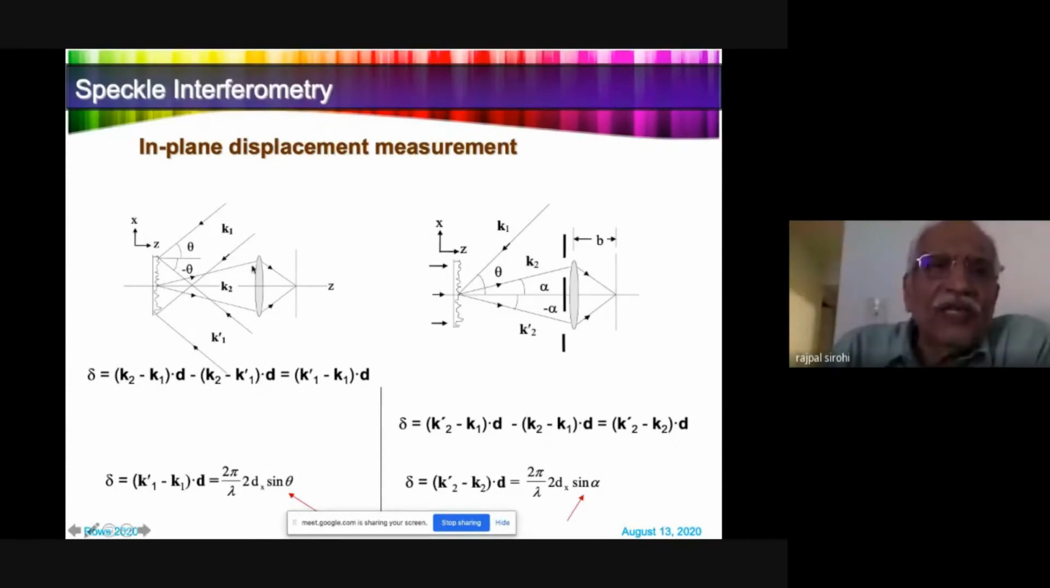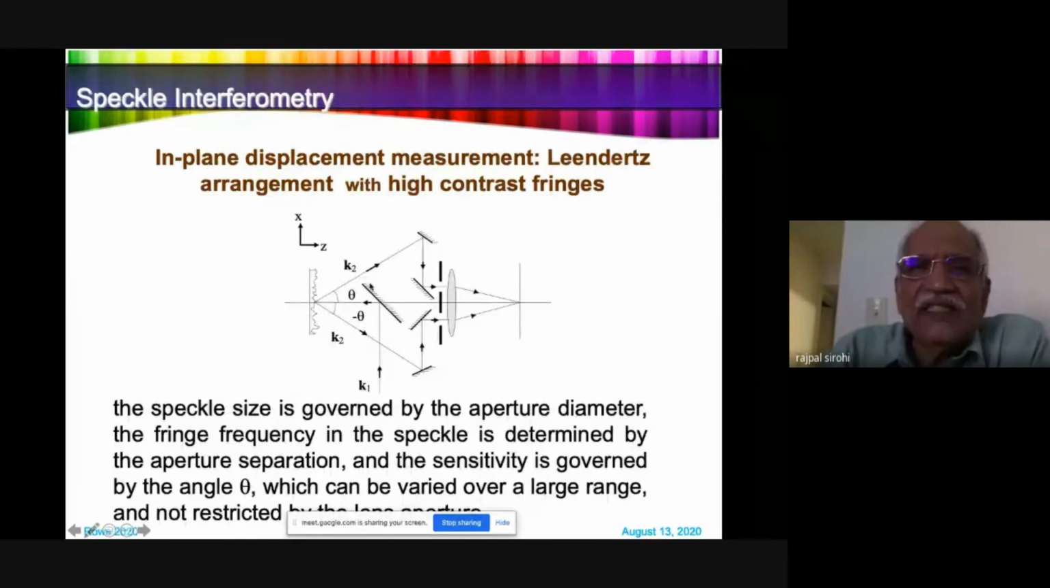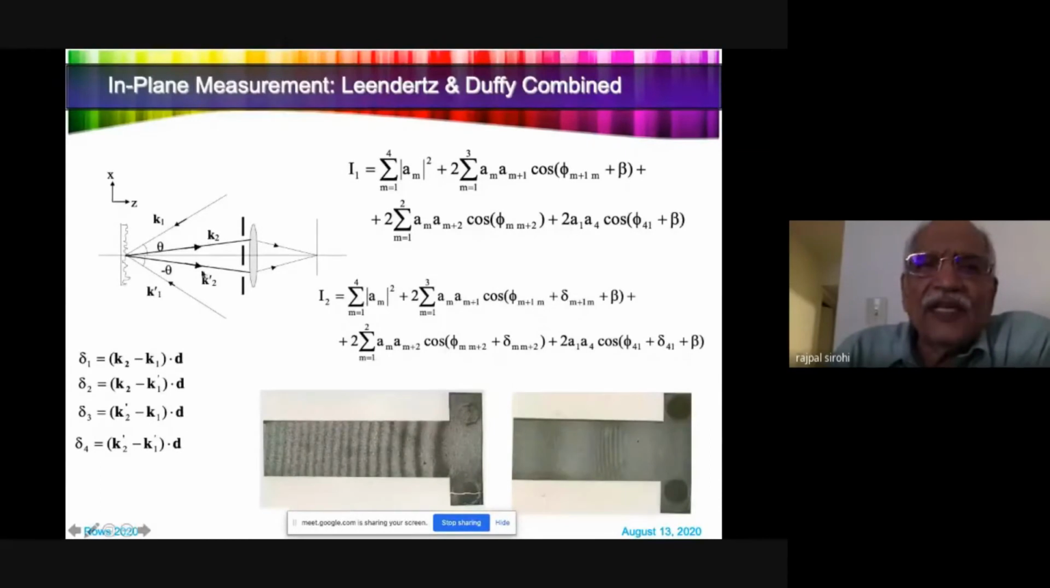This technique is known as Leendertz's method. This is known as Duffy's method. And they both can be combined. As you can see, both can be combined, and you can have a setup with a low sensitivity to a very high sensitivity. And here, this has been a little arithmetic just to show you that the low sensitivity part is the left side picture of the cantilever, which has fringes, and the right side is where we have given a large deformation, and we see fringes only where there was light in the left side picture, you know. So the fringe pattern, one can work out and see how it happens.